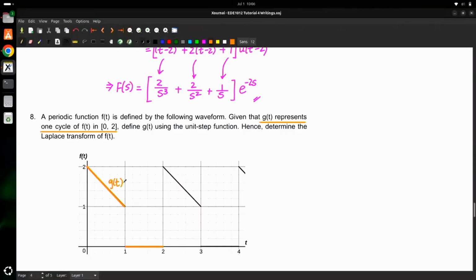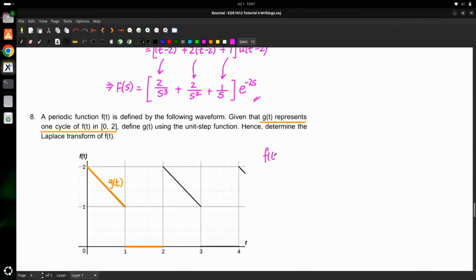Okay? So g of t is comprising of a downsloping linear function together with a zero function between the interval 1 to 2. So it is just a continuous repeating of g of t that defines f of t, right? Which means to say that you can actually write down f of t in a form that is using the unit step function. Okay? So, let us write down f of t together.